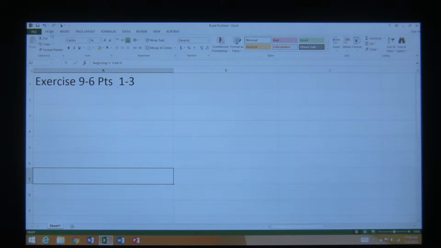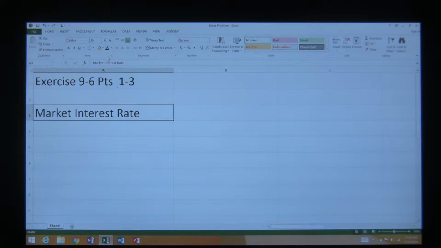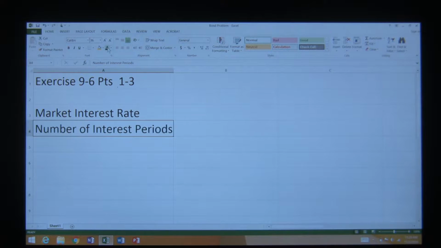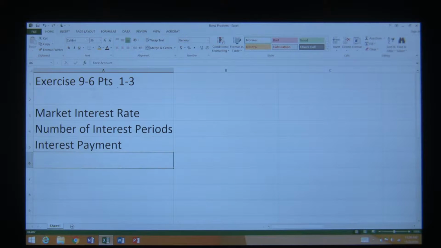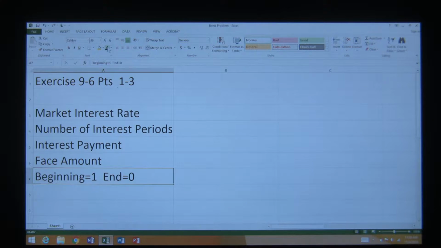Okay, exercise 9-6, parts 1 through 3, using the wizardry of Excel. Well, we have to put in the basic information. So we have to give it the market interest rate, the number of interest periods, the interest payment, the face amount. We have to give it that code, 1 for payment at the beginning, 0 for payment at the end of the period, which is by far the most common, and then the issue price.